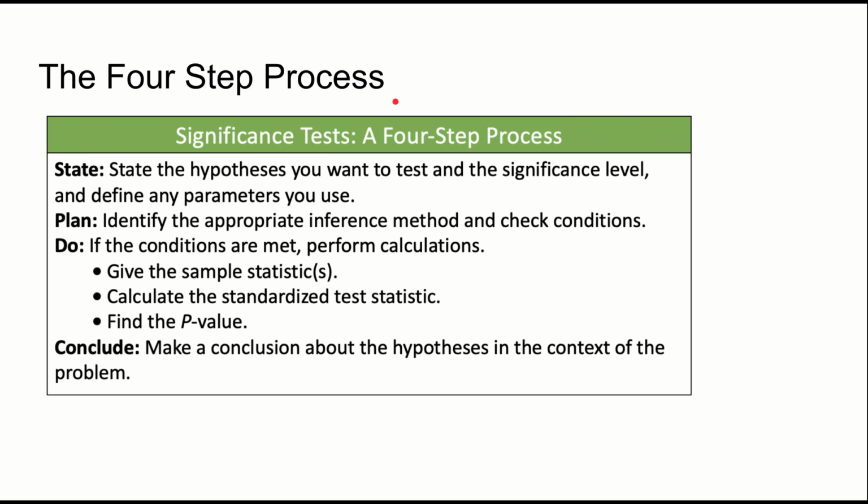All right, let's do a complete significance test. We're going to follow a four-step process just like we did with confidence intervals. We're going to state, we're going to plan, we're going to do, and we're going to conclude. So we want to state the hypothesis you want to test and the significance level and define any parameters you use. We're going to plan, and that's when we're going to identify the appropriate inference method and check conditions. Do: if the conditions are met, perform calculations. We're going to give the sample statistic or statistics, calculate the standardized test statistic, find the p-value, and then for conclude, we're going to make a conclusion about the hypothesis in context of the problem.